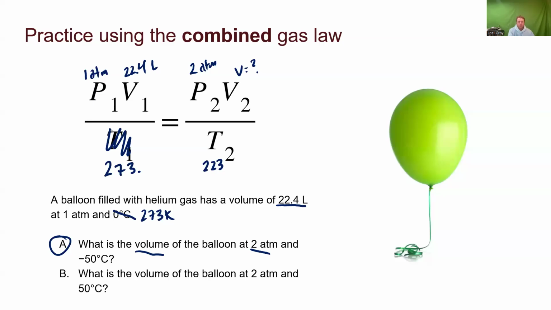Now, if we look at these two things separately, if we look just at pressure, our pressure goes up. So what would we expect our volume to do? To go down, because pressure and volume are inversely related. But what about this other part? Well, our temperature goes down. If our temperature goes down, then we would expect our volume to go down as well. So in this case, the change in pressure and the change in temperature both contribute to the volume going down.